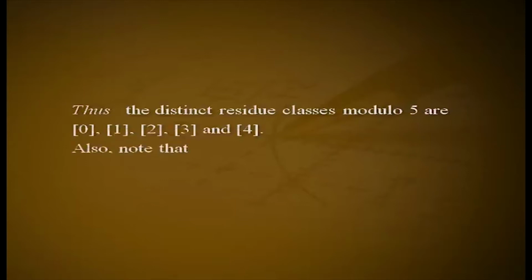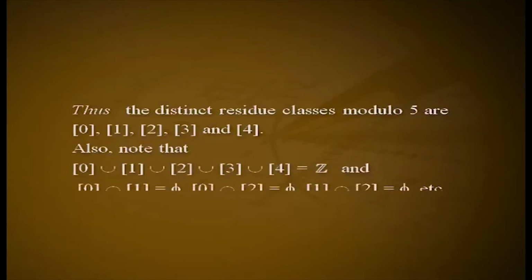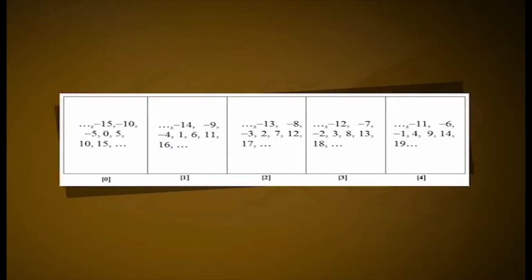Also note that class 0 union class 1 union class 2 union class 3 union class 4 is equal to the set, and class 0 intersection class 1 is equal to the empty set, class 0 intersection class 2 is equal to the empty set, class 1 intersection class 2 is equal to the empty set, etc. Therefore, using Theorem 1 we obtain that class 0, class 1, class 2, class 3 and class 4 partition the set. See Figure 1 below.